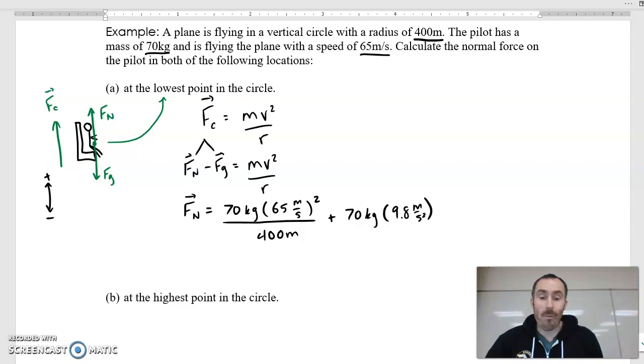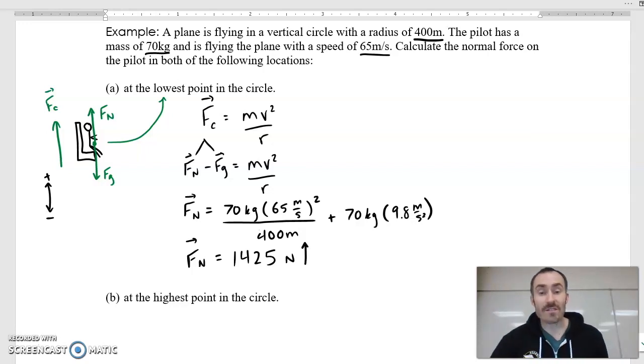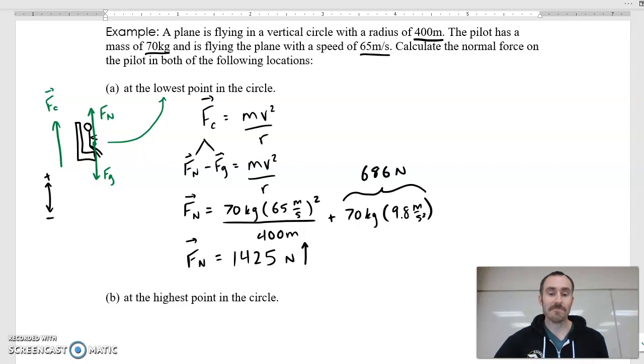So when I calculate this out, I get a normal force of 1,425 newtons upward. I get a positive 1,425. Okay, and if we think about this for a second more, this is the force of gravity here. And the force of gravity is 686 newtons.